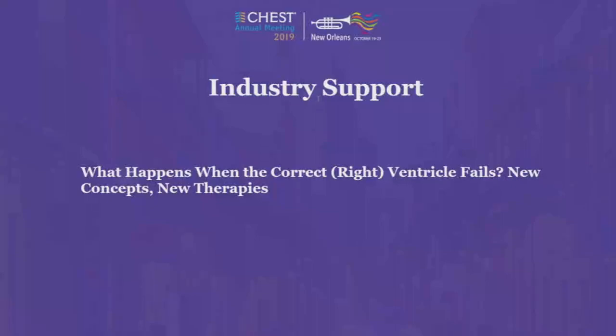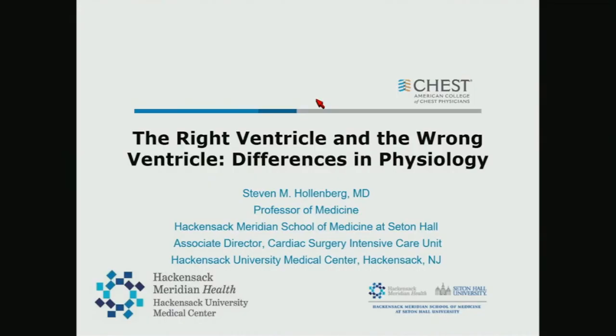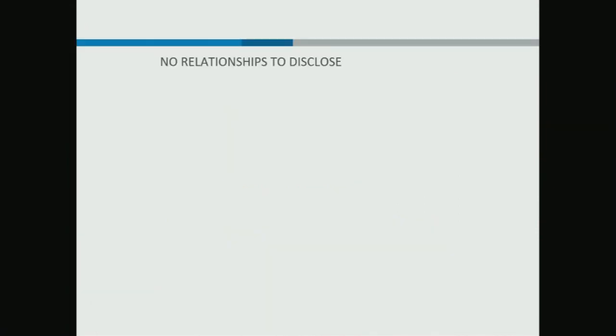So we'll talk about concepts and we'll talk about therapies. And we'll talk about differences between the right ventricle and, at least for what today we're going to call the wrong ventricle. The right ventricle has sort of been long forgotten, but there's increasing attention on the right ventricle, not only in the pulmonary community where there's been interest for a long time, but now in the cardiology community for reasons that I'm going to show you.